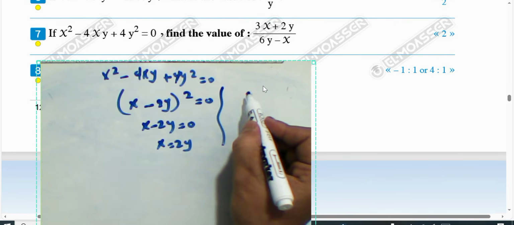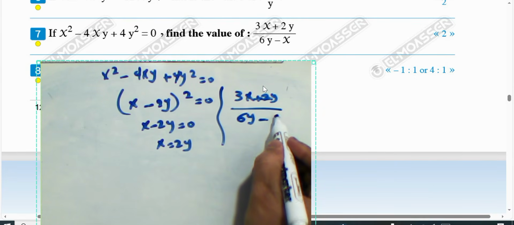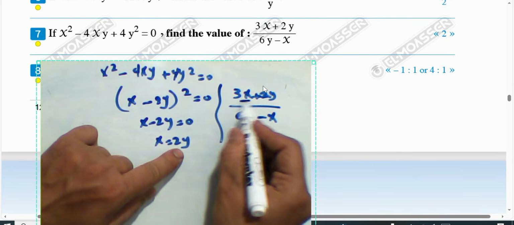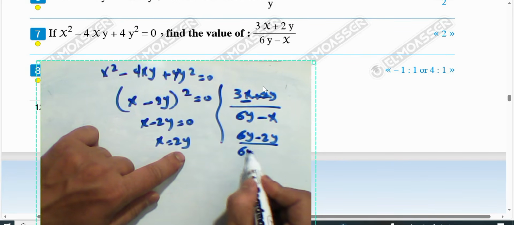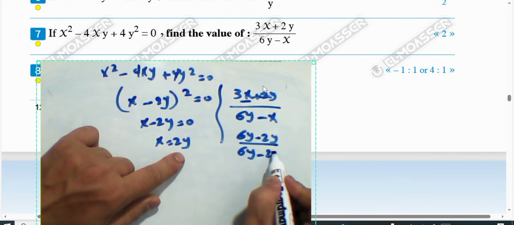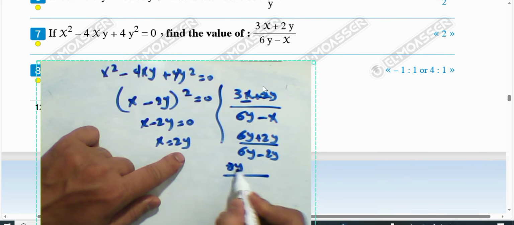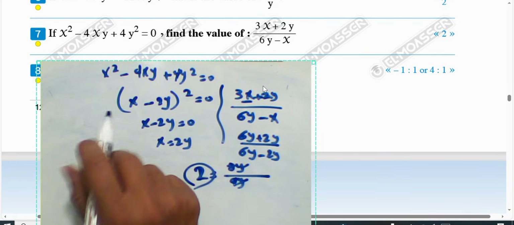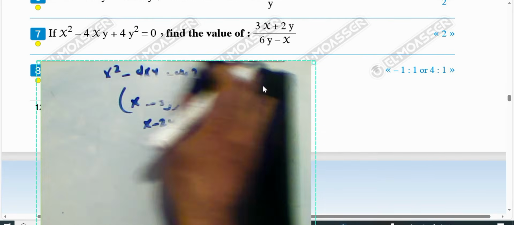So the relation here, 3x plus 2y over 6y subtract by x equal 3 times x. Right, x equal 2y. Then 3 times 2 equals 6y. Okay, subtract by 2y over 6y subtract by value of x here equal to y. Okay, we have here addition. 6 plus 2 equal 8. 8y over 4y. The result will be 2. The result here will be what? Will be 2. The answer of the value of that expression will be 2.